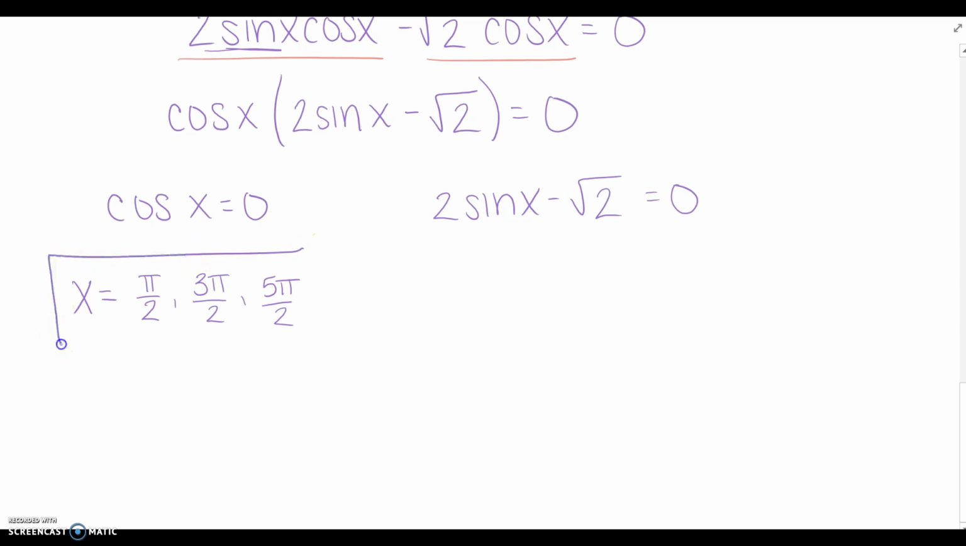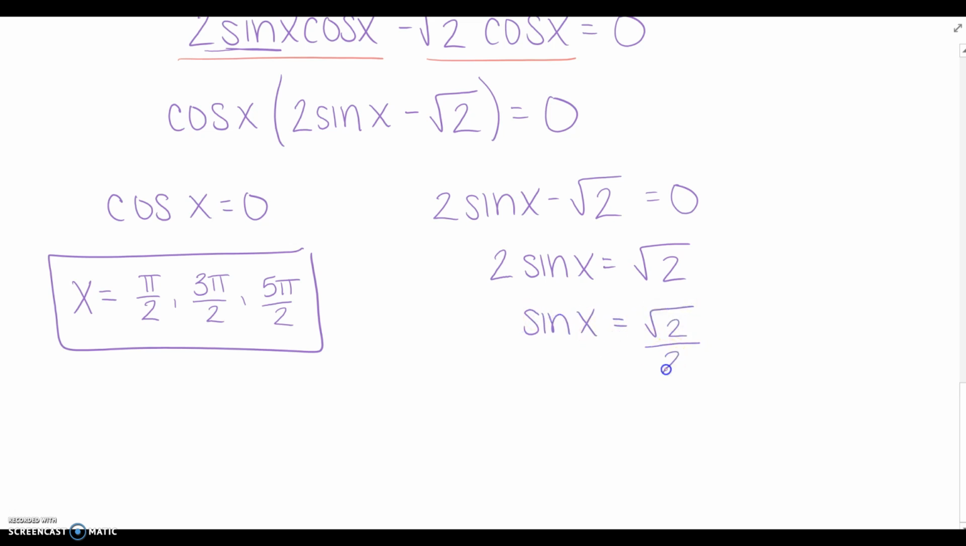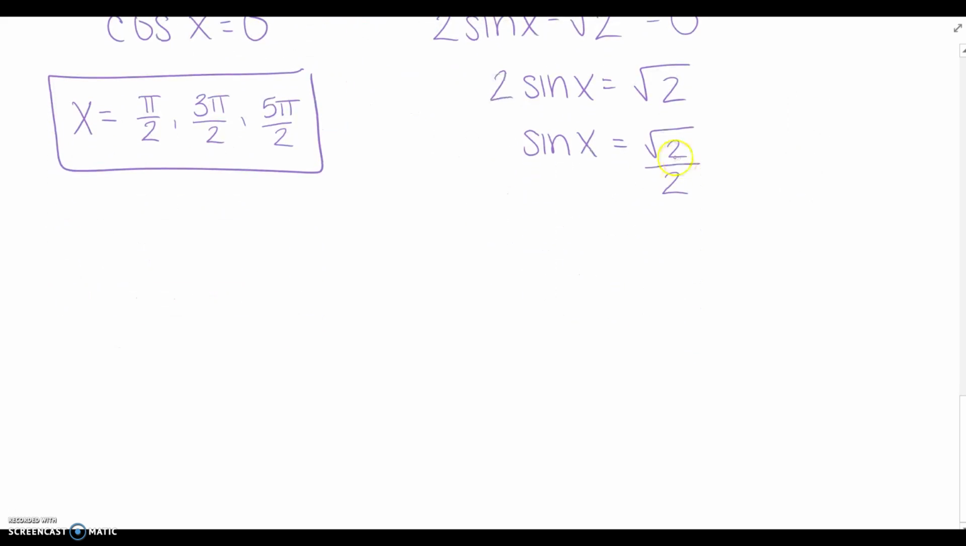Now for this other equation, we need to solve first. So I'm going to add root 2 on both sides, and then I'm going to divide by 2. And then I've got sine of x equals root 2 over 2, and I'm asking myself, when is the y value root 2 over 2 between 0 and 3 pi? And that's going to happen at pi over 4, 3 pi over 4, go around the unit circle, 9 pi over 4, because it's positive root 2 over 2, and then 11 pi over 4.